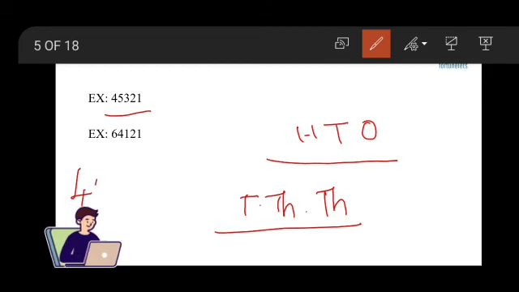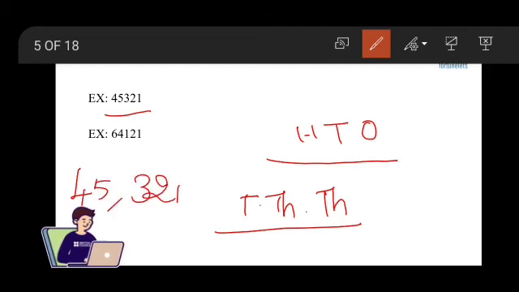45,321. You have to skip the first three numbers from the right corner and you have to insert the comma next to the fourth digit of the given number. This is how you have to insert the comma. Let us see the second example.